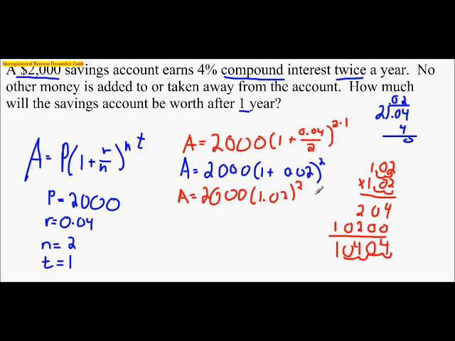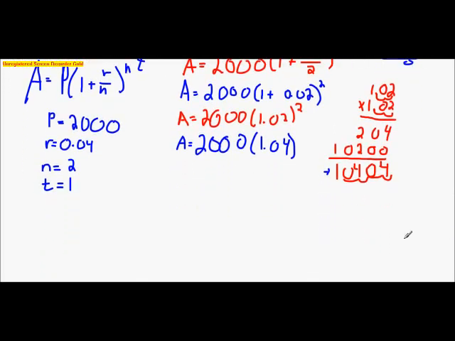So let me get a different color here. So A equals 2,000 times 1.02 squared, which we just figured out is this answer. So that's going to be 1.04. That's what I'm going to round it to. And so the last step here is to multiply these two together. So let me see if I can get some more space here. We're going to do 2,000 times 1.04. Okay? And so I'm just going to multiply these together.